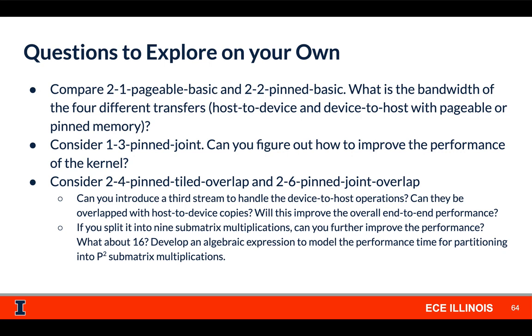If we use an additional third stream, so we have one stream for host to device, one stream for the computation, and one stream for device to host, will that improve the performance of the application? Can you even overlap 2 copies in different directions on the system that you're on? So if you're interested in experimenting a bit with these tools, feel free to see if you can use them to answer some of these questions.